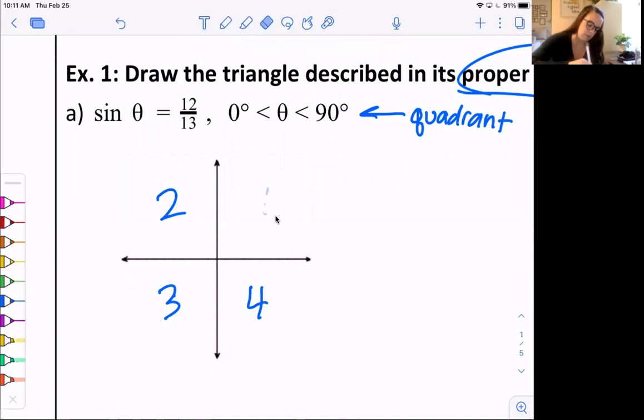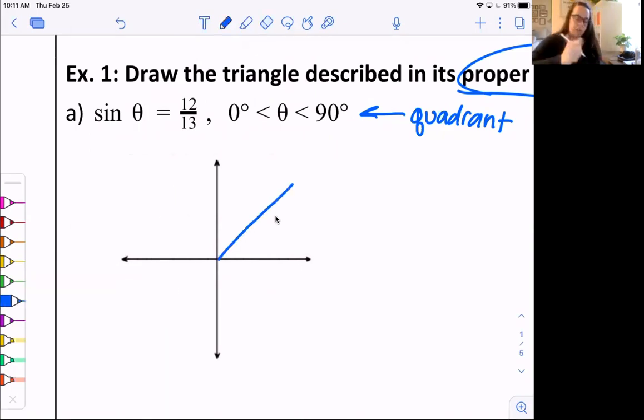So I am going to draw my triangle over here. I don't know theta, so I'm just drawing a line anywhere. I could draw it here, I could draw it here, I could draw it here. It makes no difference because I don't know what theta is yet. I'm going to go ahead and drop that perpendicular so that I actually have a right triangle here. And I'm going to label theta. So I've drawn my triangle.